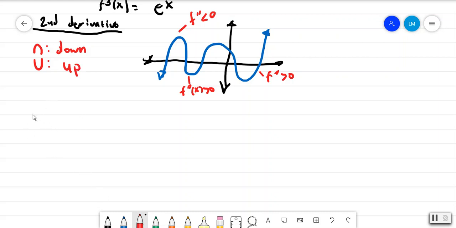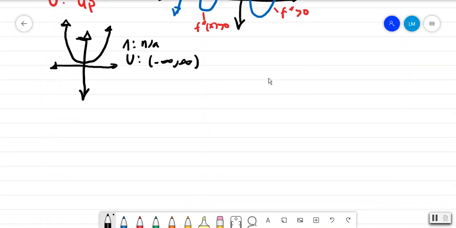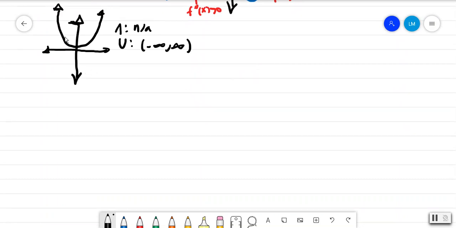Now, let's say, for example, that we look at a few functions. If we look at the parabola y equals x squared, it looks something like this. But this is not concave down anywhere. This is concave up from minus infinity to infinity. So in this case, there never really is a point of inflection where the curvature will change.